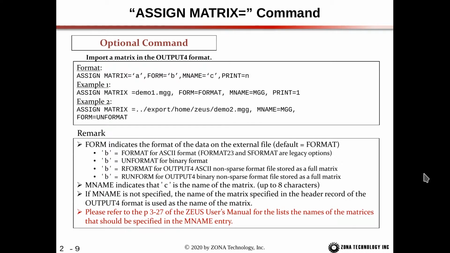Next, we have the assign matrix command, which allows you to import a matrix that is in the output 4 format. So the form of that here is assign matrix equals file name, and then form equals the form, mname, which is the matrix name, and then the print option. So here's an example where we're importing the MGG matrix. So the file name is demo1.mgg. It's ASCII formatted, and the matrix name is the MGG.